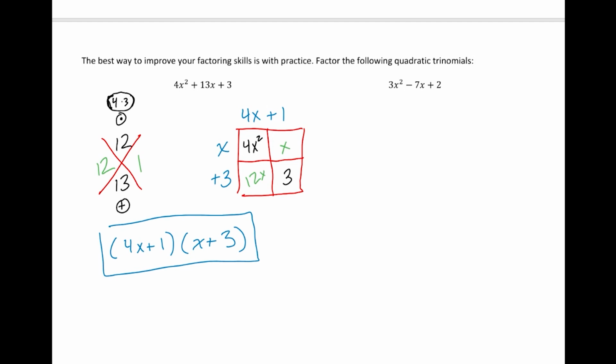Any questions about that one? All right. Well, like I said, this just is going to take some practice, and we're just going to do a few examples to really just kind of get in the swing of things. Okay, so let's factor the next one.